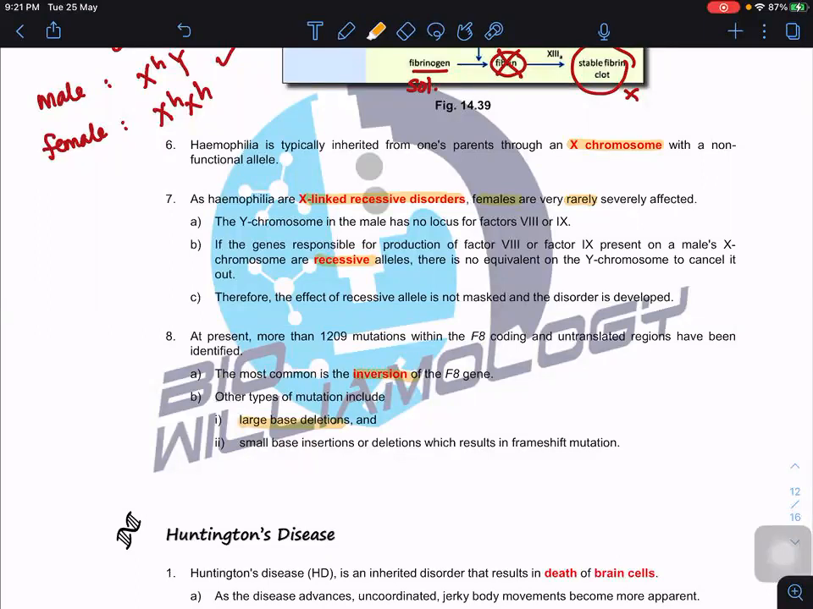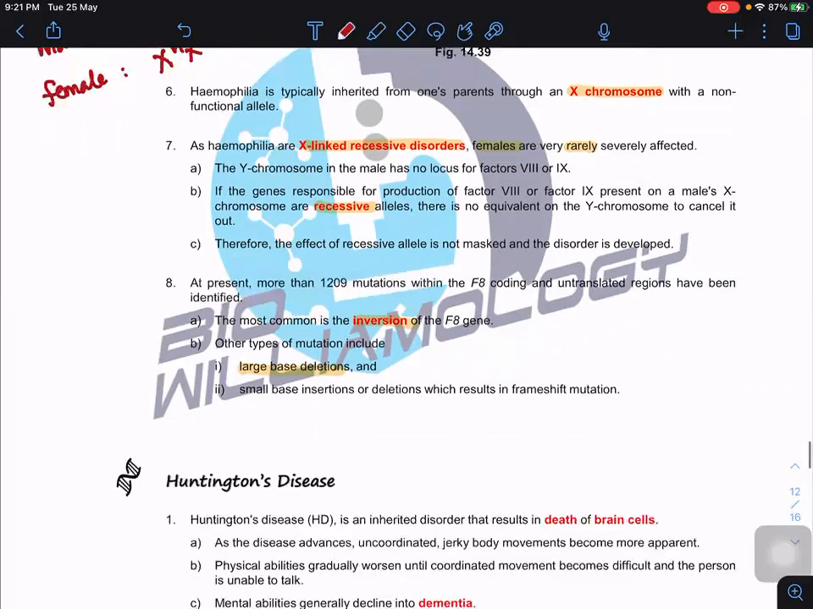Inversion means upside down. Are you clear? Let's say ATCGCCAT, for example, we by right should read it this way, but now it is read in the opposite way. That's called an inversion of the gene, which is not in our syllabus. We only study 3: base insertion, base deletion, and base substitution.